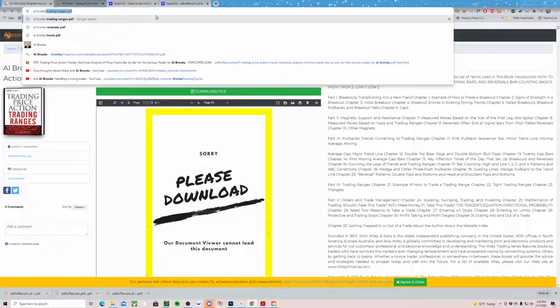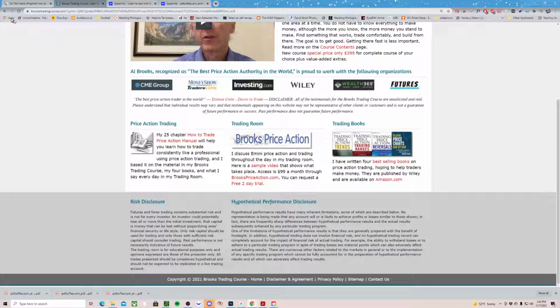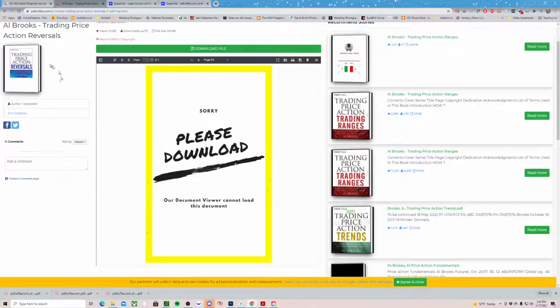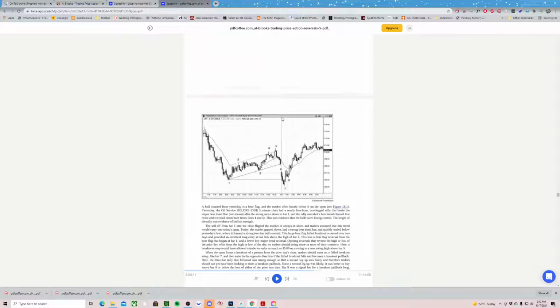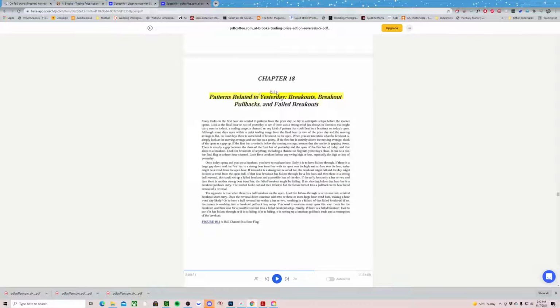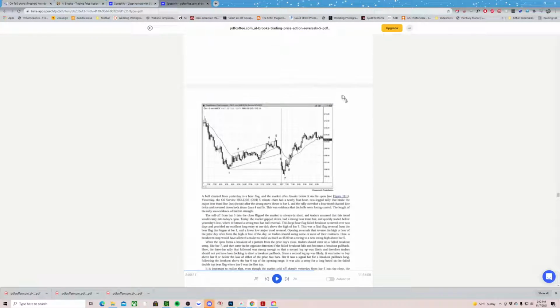Al Brooks, reversals. So I'm reading the one on reversals, not this one. This is his page, and I learn a lot of price action through him. But I'm reading this one in particular on reversals. That's the book, and I'm focused on the chapter on the open, and really just getting an idea of patterns related to the open.